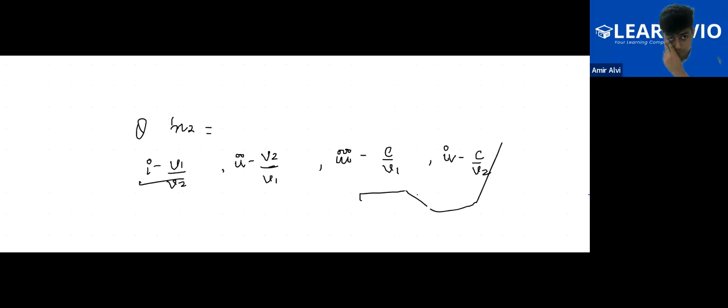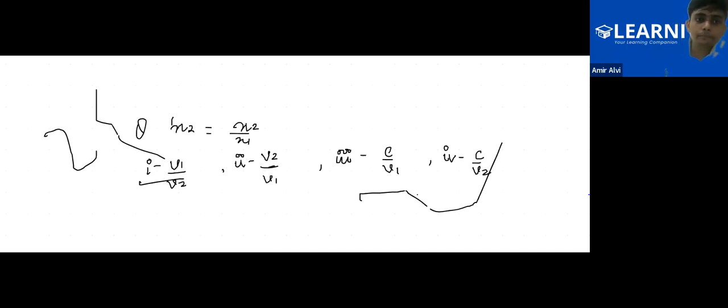So what's the right answer? Option A would be n1 by n2, the refractive index of medium 1 with respect to 2. Sorry, it's medium 1. Clear everyone? Any doubt so far? It's n2 by n1 for the refractive index and v1 by v2 for the velocity. I got confused, so sorry for that. Is this clear?